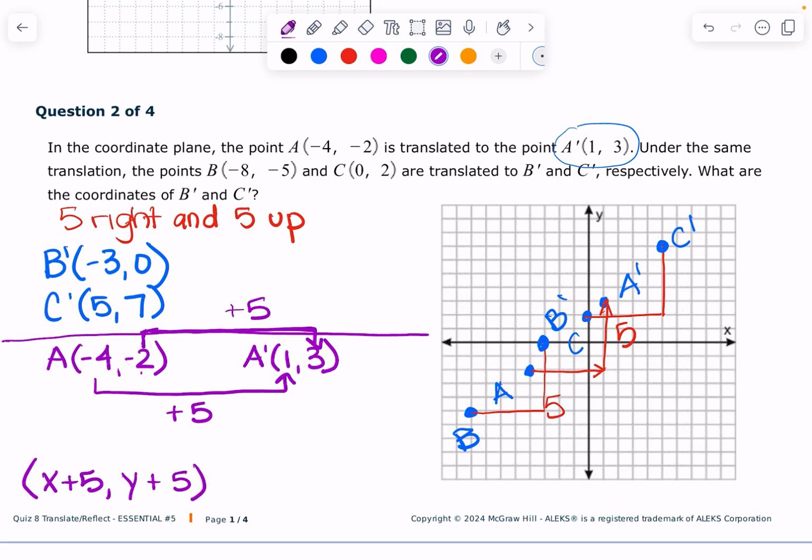So if you go to these coordinates up here that they gave you for B and C, if you just add 5 to the x and add 5 to the y, then you're going to get your new coordinates. So that would be (-3, 0) for B prime, and C prime would be (5, 7). And that's what we got using the graph as well. So you can choose either way to do the problem.